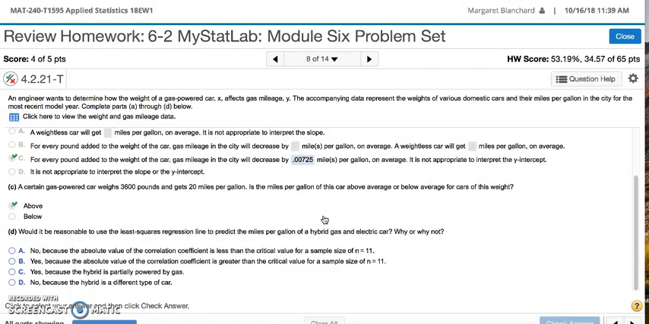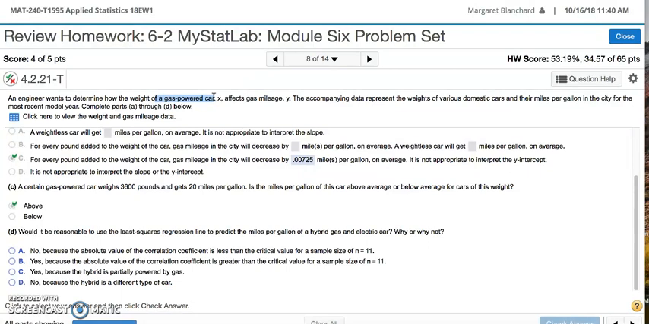Lastly, I guess we have the last part. Would it be reasonable to use the least squares regression line to predict the miles per gallon of a hybrid gas and electric car? Why or why not? Well, let's go back to the data that was used to develop the model. The data that was used was gas-powered cars. So all the cars that were used to develop this linear regression model were gas-powered. Do we think that this would really apply to hybrid cars? We would expect hybrid cars to have quite a bit higher gas mileage than a standard gas-powered car. So this model would not be appropriate.